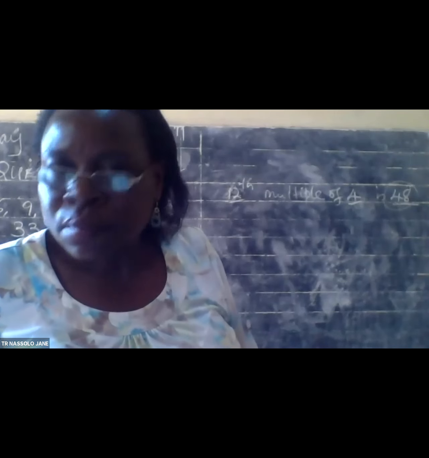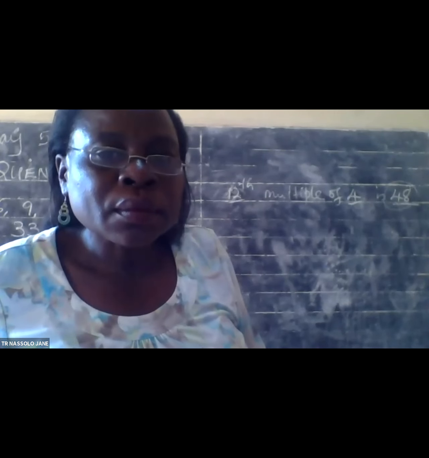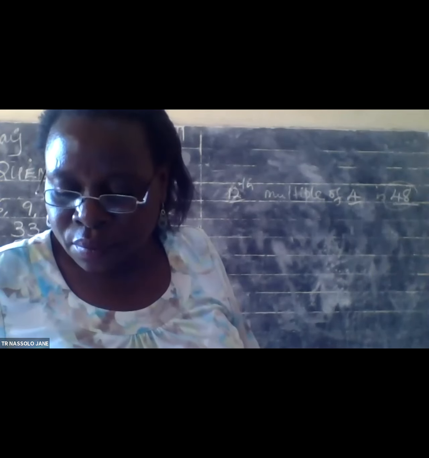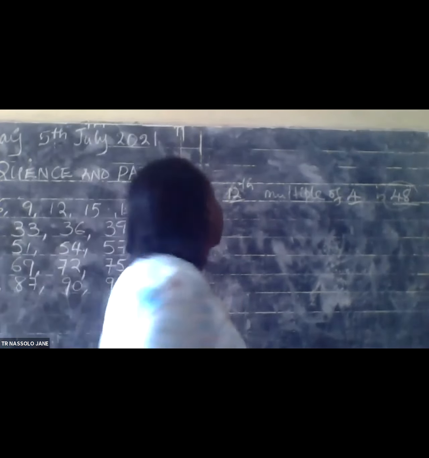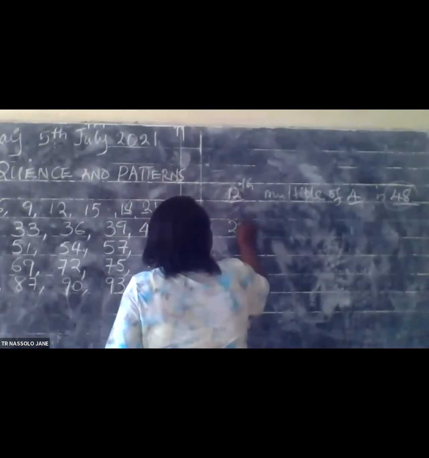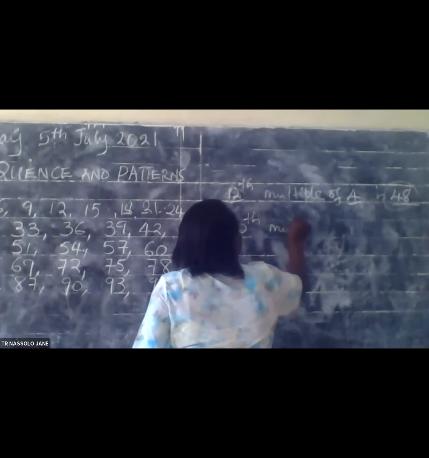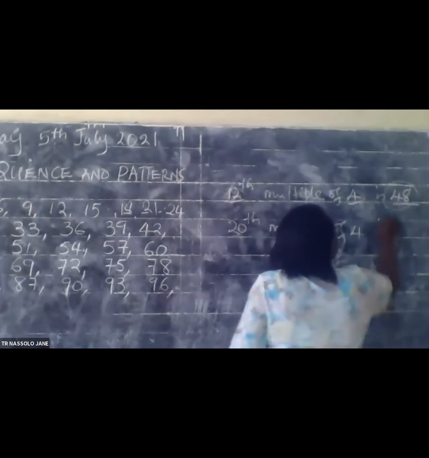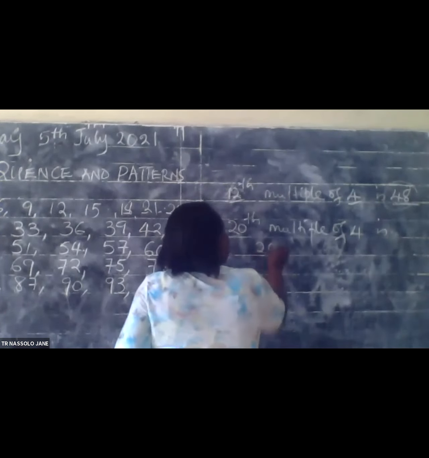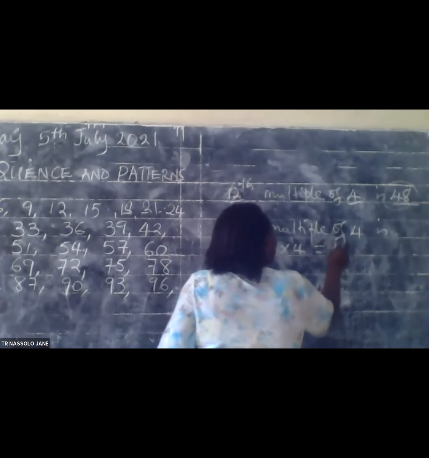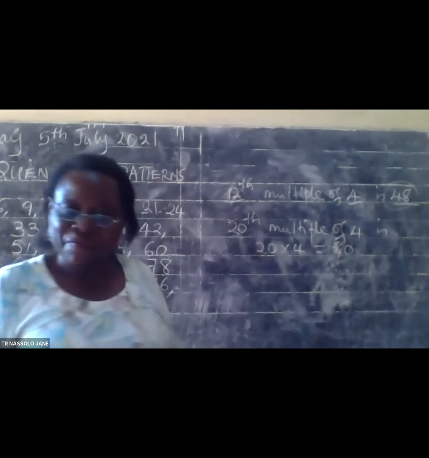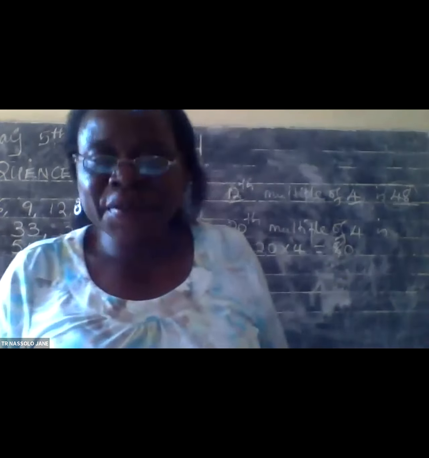Teacher, as you said, to get the number, you multiply the position and the number. So you said 20 times 4 is 80. So the 20th multiple of 4 is 20 times 4, which gives us 80.